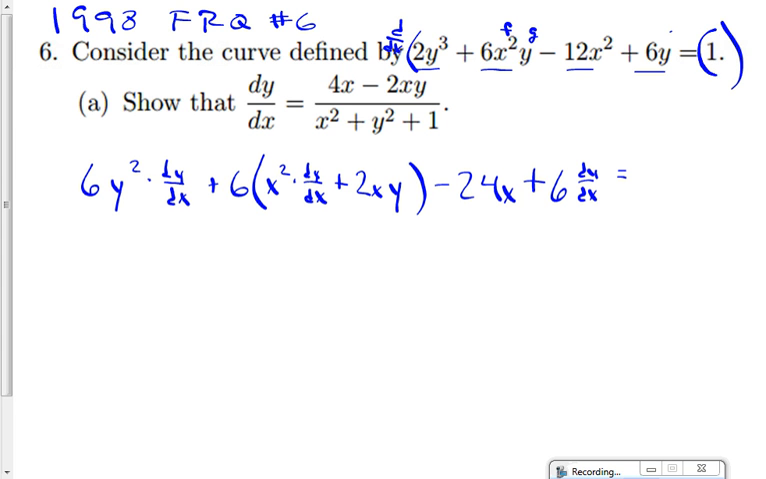Please be careful on the right-hand side. What is the derivative of 1? 0. Most common mistake is to leave that as a 1 over there. Anytime you've got a constant on the other side, it becomes 0 when I apply the derivative. Okay? Good so far.